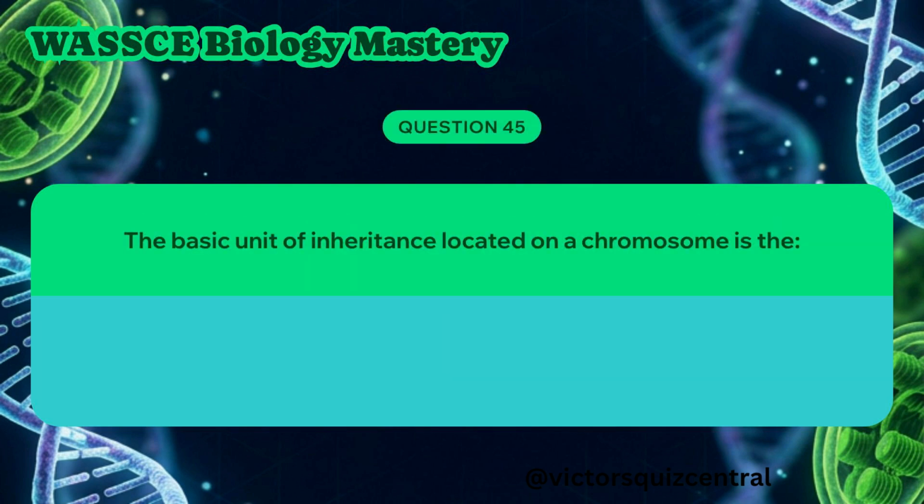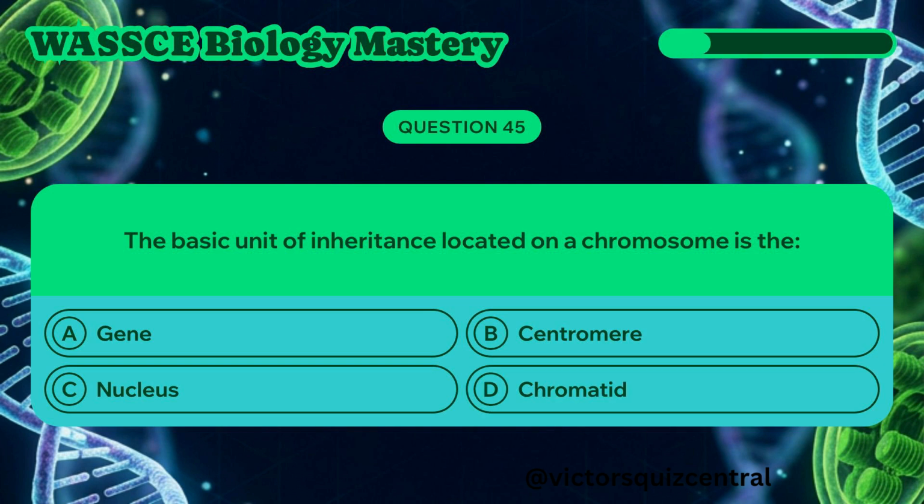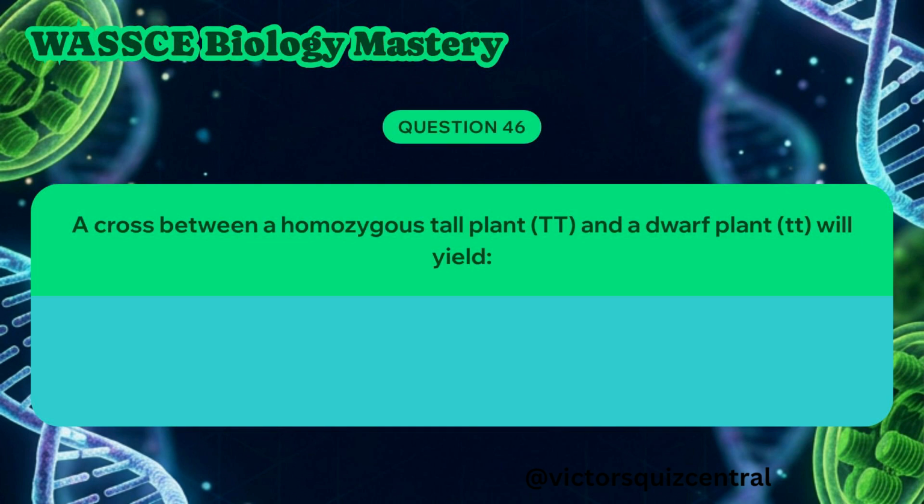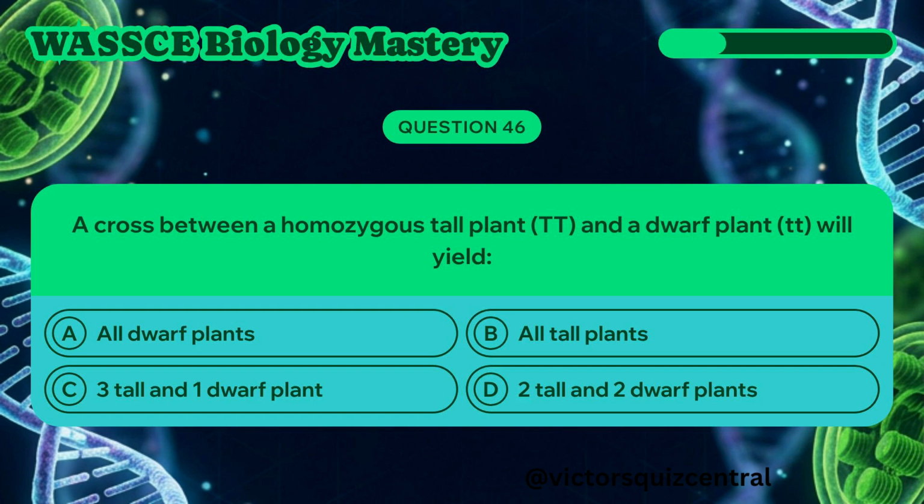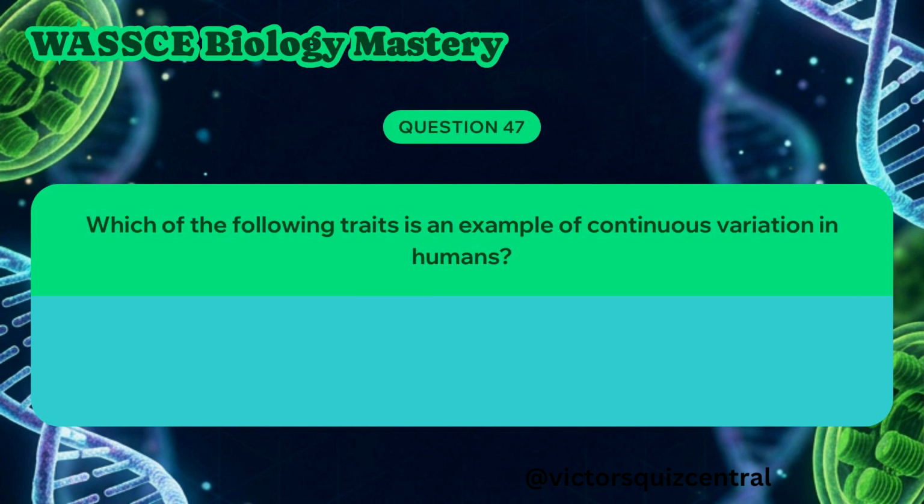The basic unit of inheritance located on a chromosome is the... A genetic cross between a homozygous tall plant, capital T, and a dwarf plant, lowercase t, will yield which of the following? Which of the following traits is an example of continuous variation in humans?